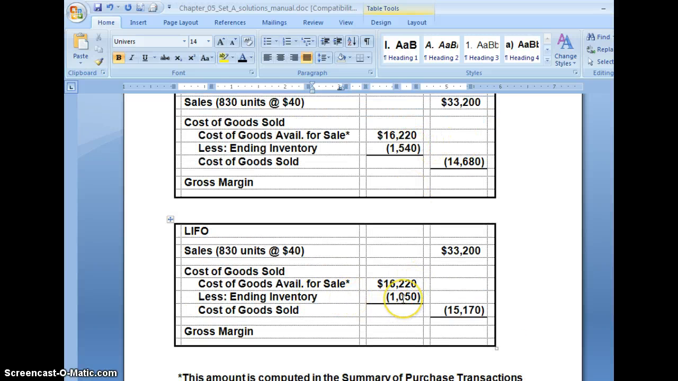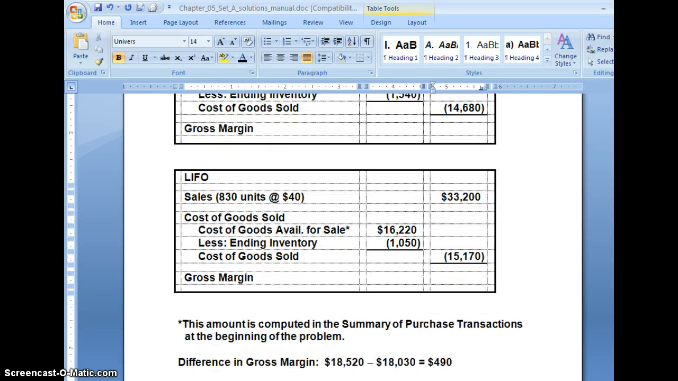The ending inventory balance is different, $1,050, and the reason why is because we started with LIFO. The newest inventory costs first were used for cost of goods sold, and the oldest inventory, first in, was left over for inventory. So that's going to give us cost of goods sold $15,170. So $33,200 minus cost of goods sold right here is going to tell you what your gross margin is.